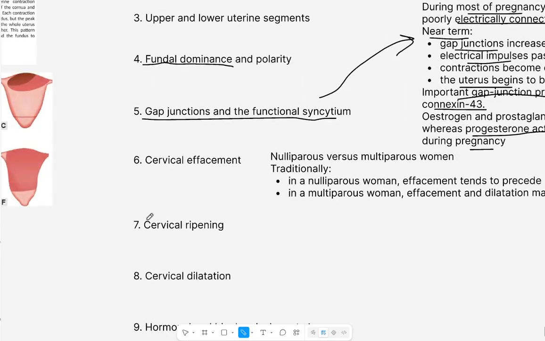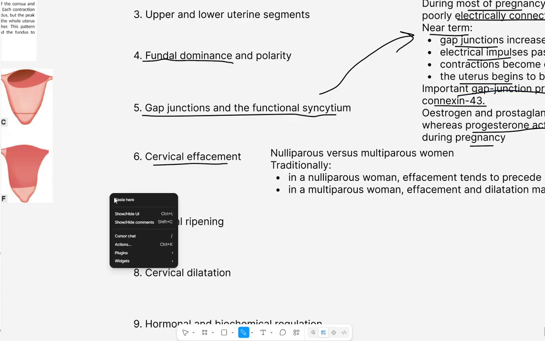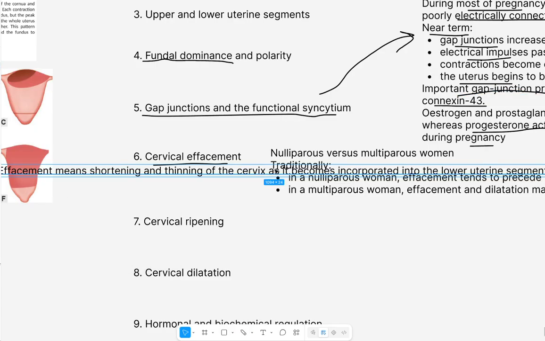Then we have cervical effacement. What is cervical effacement? Cervical effacement basically means shortening and thinning of the cervix as it becomes incorporated into the lower uterine segment. So let me just write that here. What is effacement?